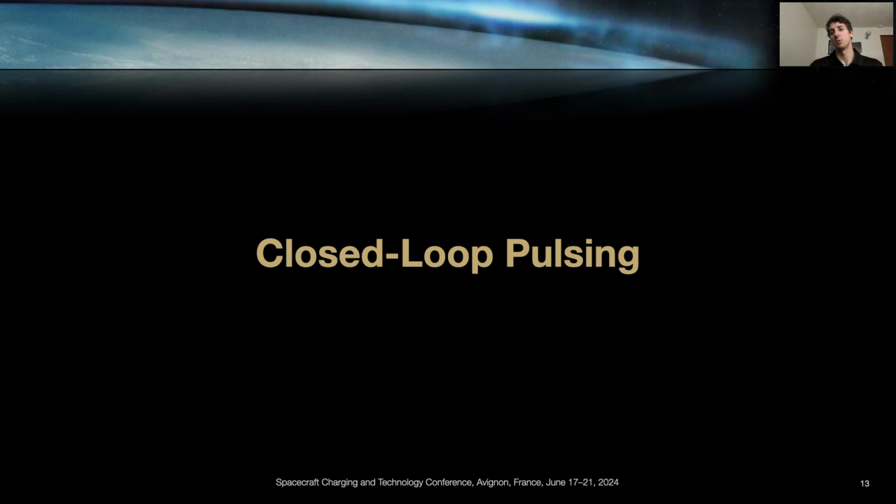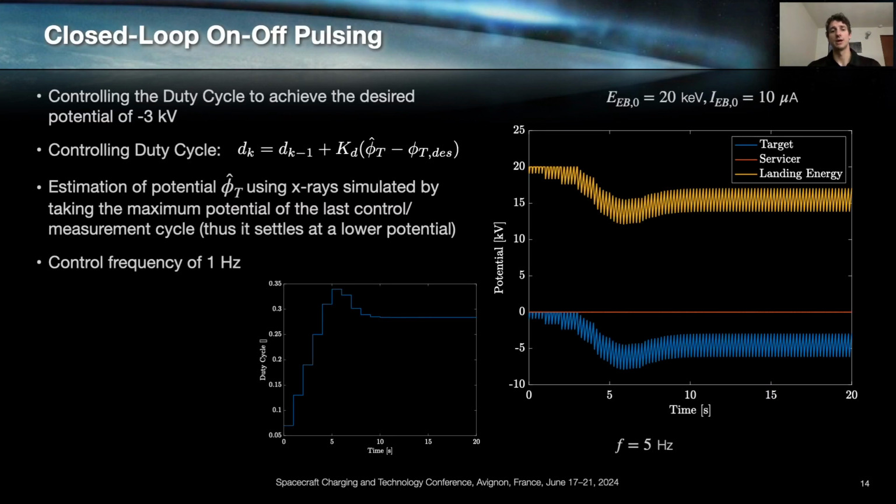Now, another way of using the pulsed beam is for closed loop charge control. So the goal here is to control the electric potential to achieve the desired potential of negative 3 kilovolts. And using an on-off pulsing strategy, we want to control the duty cycle that will result in that equilibrium potential. And we do that by using a simple feedback control law. That feedback controller uses the estimate of the target potential, and we do this using a control frequency of 1 Hertz. Now, as we can see, the duty cycle converges to a value of 0.28, and this will result in the effective current that is needed to obtain that potential of negative 3 kilovolts.